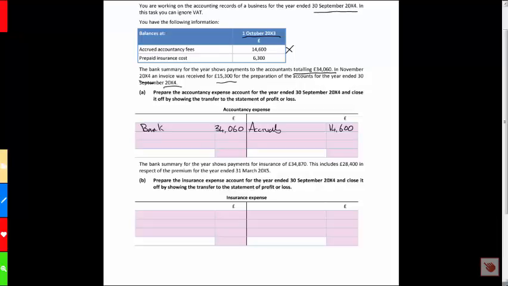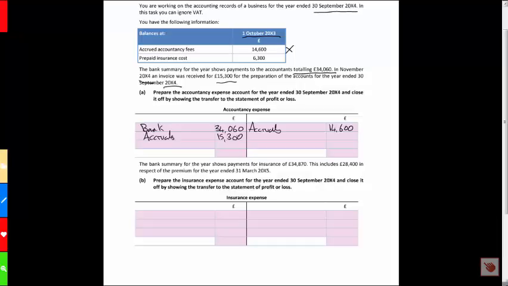So we're going to debit the expense because we want to bring this expense in with £15,300. And the other side would be a credit to accruals because at the year end, we know there's a liability, there's an invoice coming. So we can now balance these accounts off and work out our charge for the profit and loss for the year.